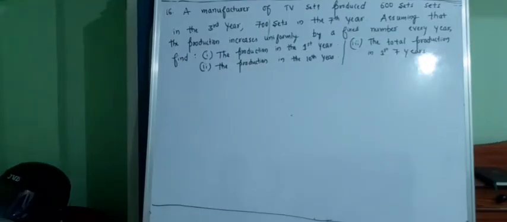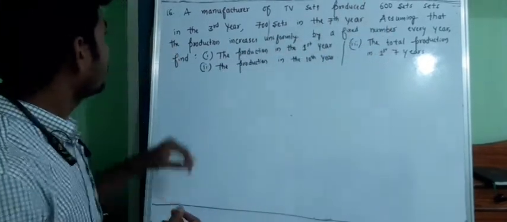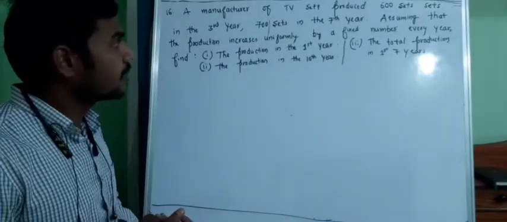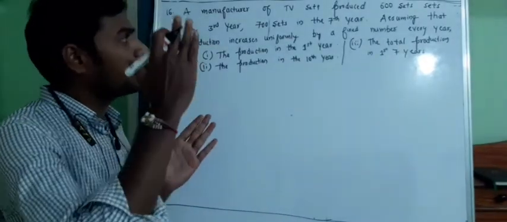Next, last example, 16th example, that is a manufacturer of TV sets produce 600 sets in the third year, 700 sets in the seventh year. Assuming that the production increases uniformly by a fixed number every year. If the production is increasing uniformly by a fixed number, then we'll consider it as an arithmetic progression. So that is a hint.